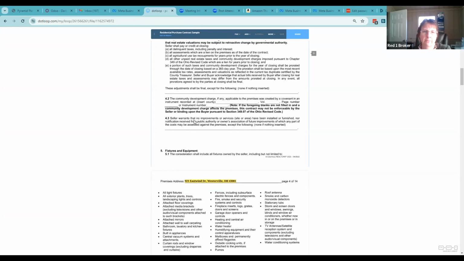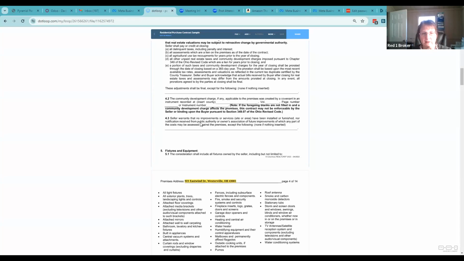Section 4.3 says the seller warrants that no improvements or services have been installed or furnished, or notification received from a public authority or owners association of future improvements, of which any part of the cost might be assessed against the premises, except the following. So in this case, if there was a dam development in this one, you could write dam improvement fee on here and how much it is.